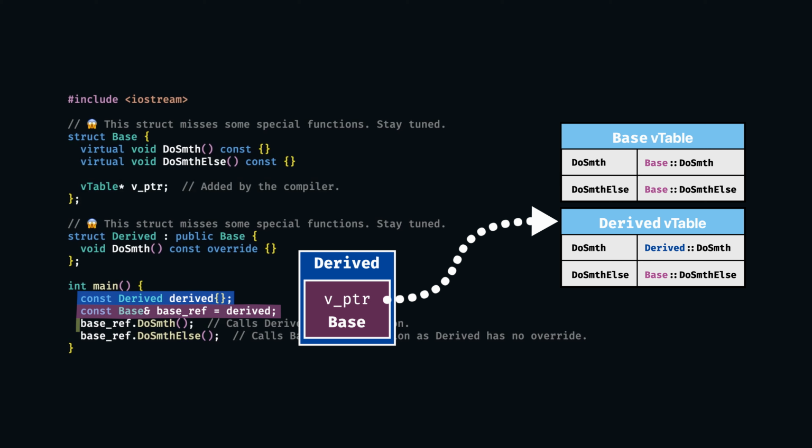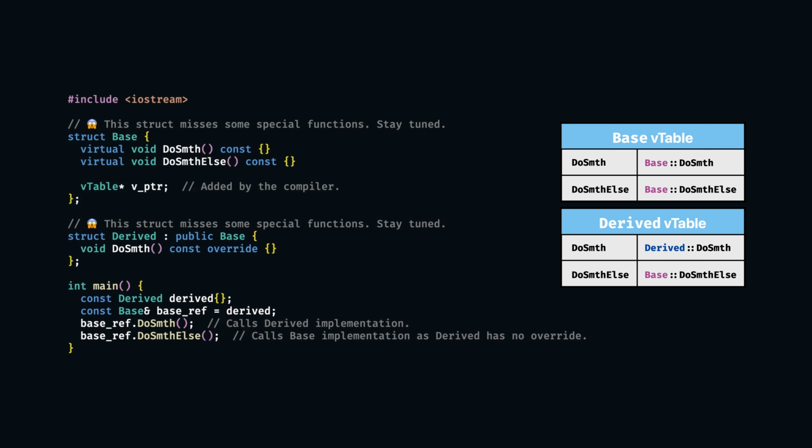So if we call the doSomething function through the base reference, or a pointer for that matter, the compiler knows that because it is a virtual function, we have to follow the vtable pointer to find the correct doSomething function in the vtable. In this case, derived doSomething, and call it. As a tiny exercise, think what will happen if we set the base ref to point to an object of base class instead. Comment below this video with your answer.